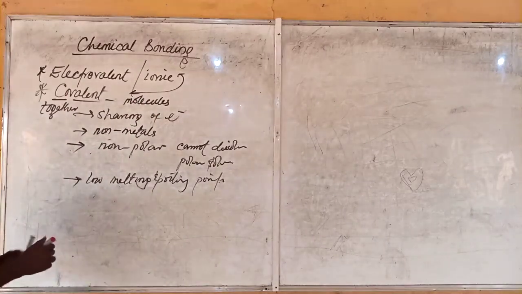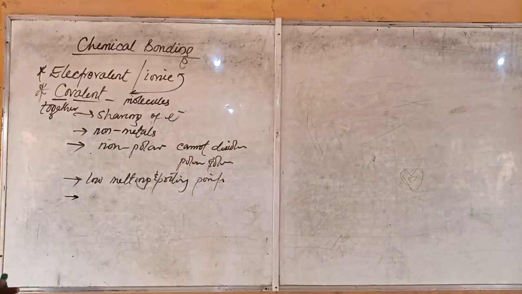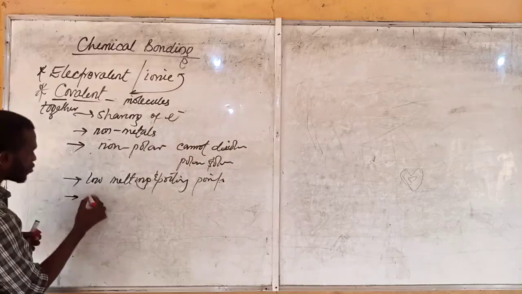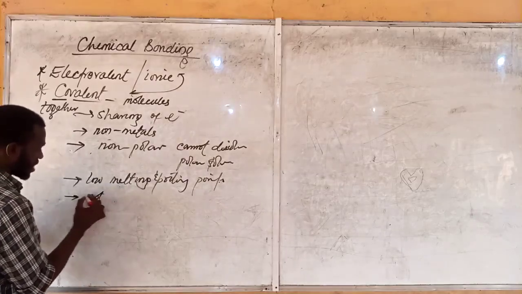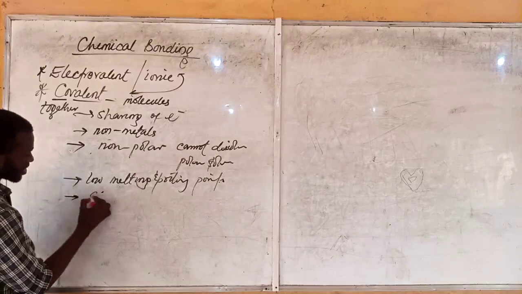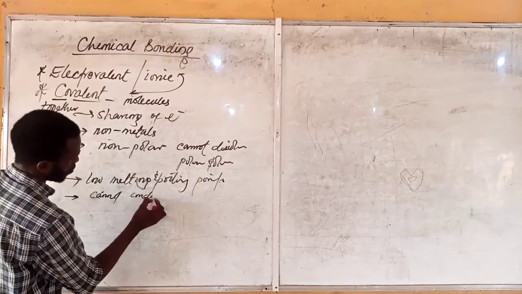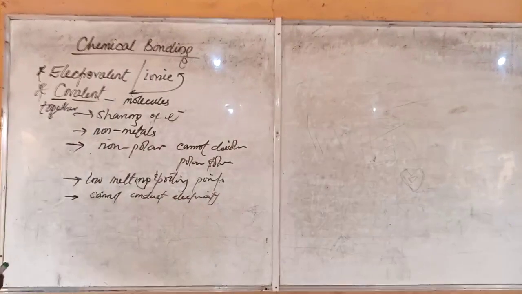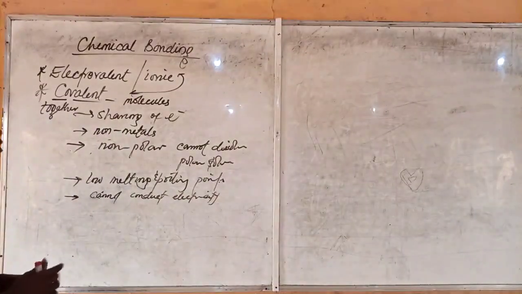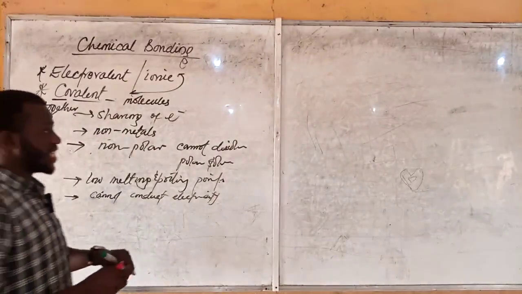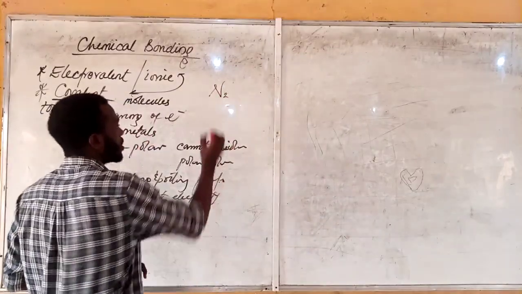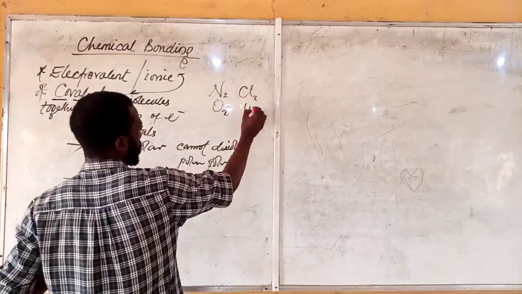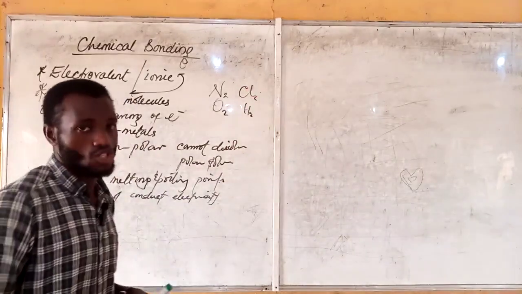Now, the next property is that since they are non-polar also, it means that they cannot conduct electricity because they are non-polar. All right, so these are some of the characteristics of the compounds that are formed covalently. My examples are the N2 gas, the O2 gas. Notice I'm writing molecules in most of it. Cl2, H2, those are covalently bonded substances.